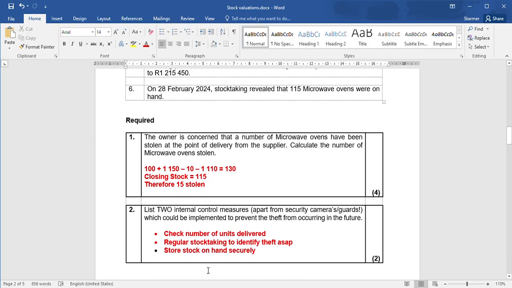Then they ask for 2 internal control measures, apart from security cameras or guards, which could be used to prevent theft from occurring in the future. Okay, the one thing you need to do is check the number of items delivered. So when the stock is delivered, you count the number of items and compare it to your delivery note and make sure it's the same. You could do regular stock taking to identify theft as soon as possible, and any stock that you do have on hand, in other words your unsold stock, you could keep locked away in a secure storeroom.